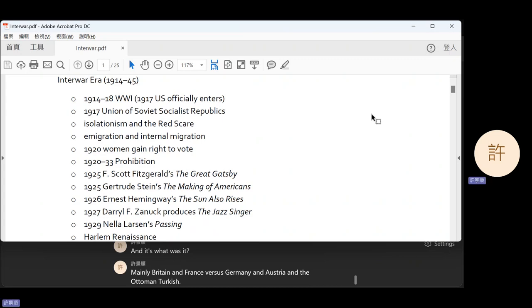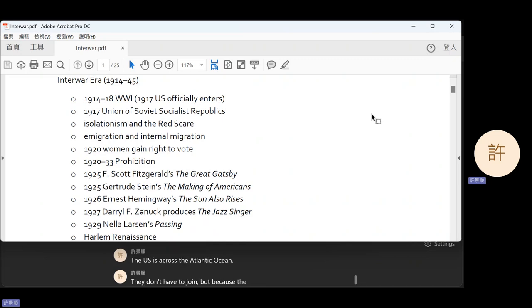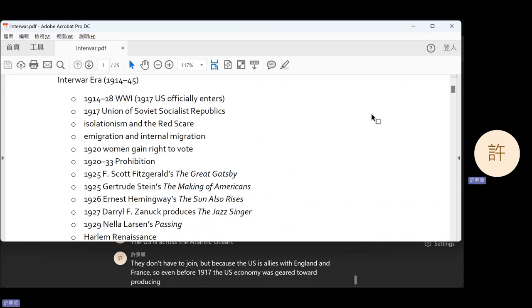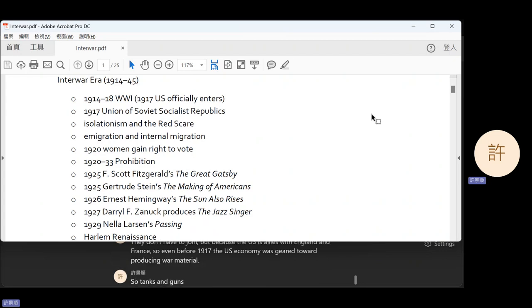The U.S. is across the Atlantic Ocean. They don't have to join. But because the U.S. is allies with England and France, even before 1917, the U.S. economy was geared toward producing war material. So tanks and guns and bullets. It was at this time that the U.S. got its name, the Arsenal of Democracy. 民主的军火库.